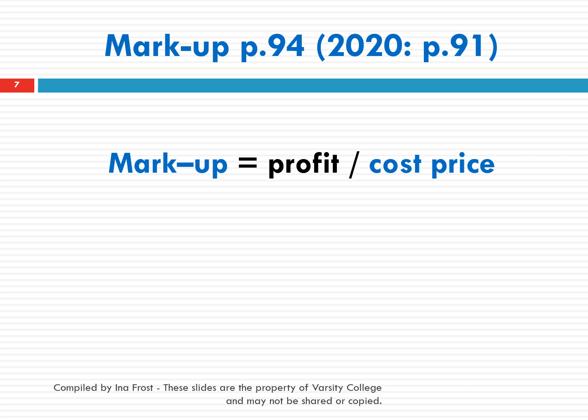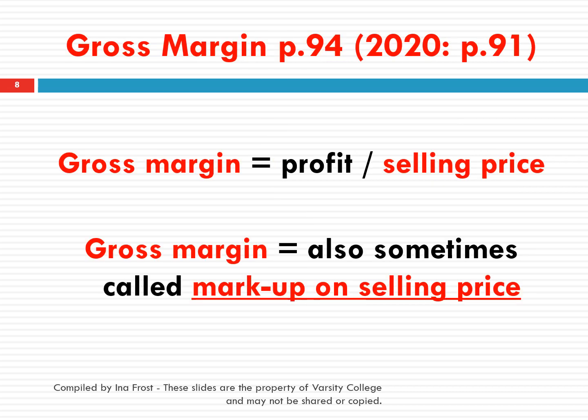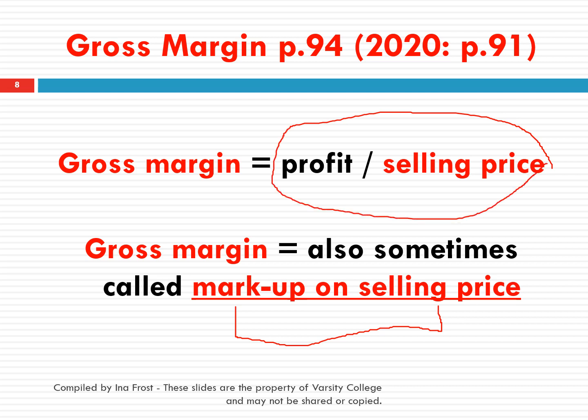So let's just recap then. If we talk about markups, and particularly markups on cost, we are using this formula where we say it is profit over cost price. If we talk about gross margin, or sometimes we will just say a markup on selling price, then we're talking about this formula, profit over selling price. So make sure that you're going to read pages 94 and 95 in your textbook so that you have a clear understanding about what is gross margin and what is a markup.